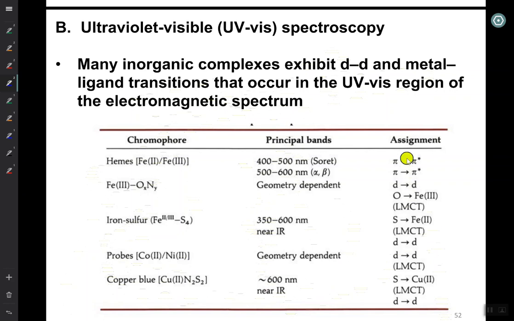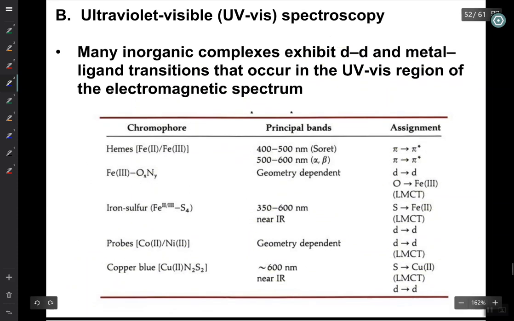So some of them come from the pi to pi star. So for the heme, you've got these very flat aromatic molecules. So you can have the HOMOs, that's pi. The pi star is where the excited, the antibonding orbitals. Some of the transitions are due to excitation within the d manifold, so we call those d to d. Some of them involve transitions of the ligand to the metal, so that's LMCT. I guess there are no MLCT examples in this chart here.